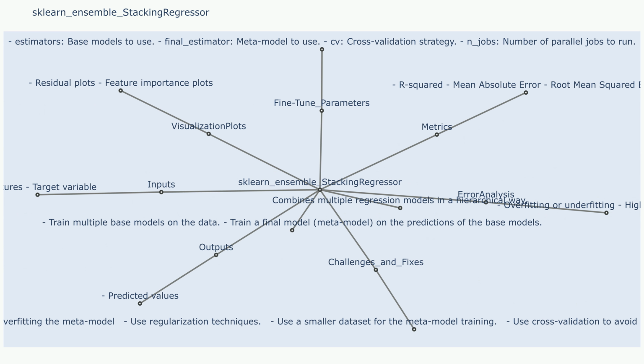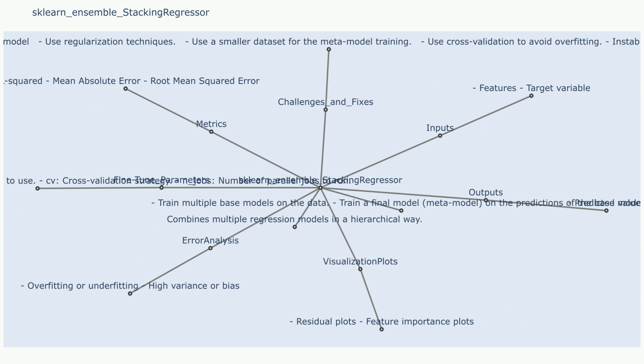Steps. Stage 1: the base models are trained on the input data. Stage 2: the predictions of the base models are used as input to train the meta-regressor. Stage 3: the trained meta-regressor is used to make predictions on new data, combining the predictions of the base models.